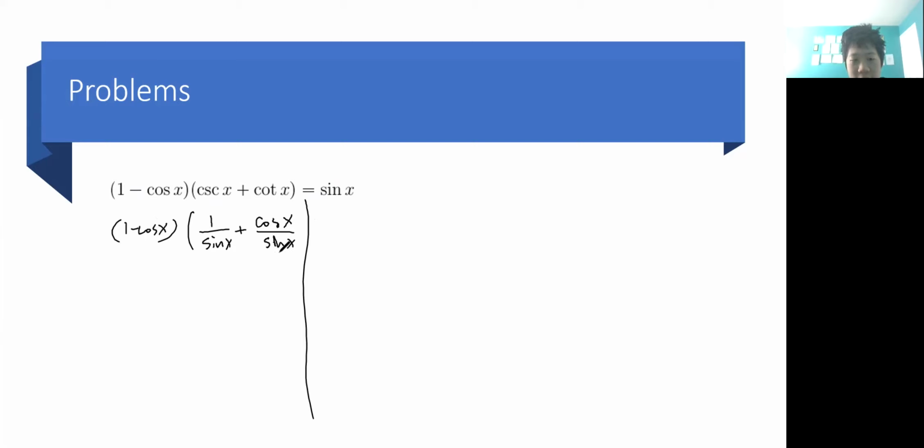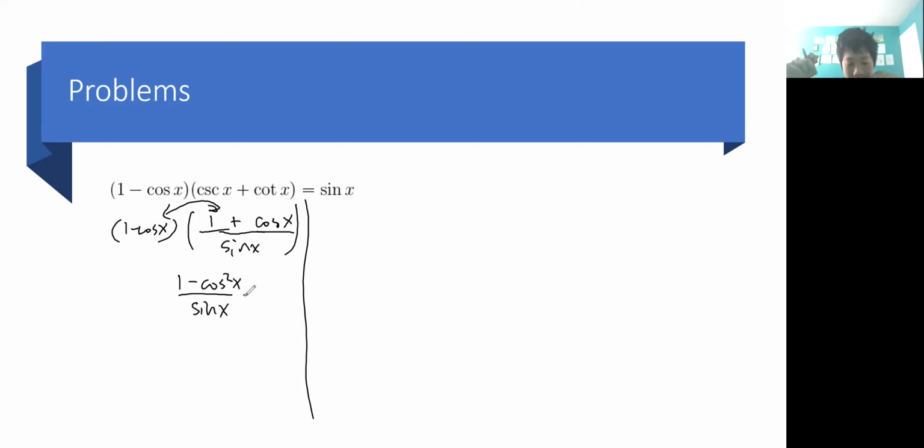Looks like I can factor out a sine x from this. So I'll factor that out. I have 1 minus cosine x, 1 plus cosine x. If we actually multiply these, let's see what happens. It's a difference of squares, so 1 minus cosine squared x divided by sine x.